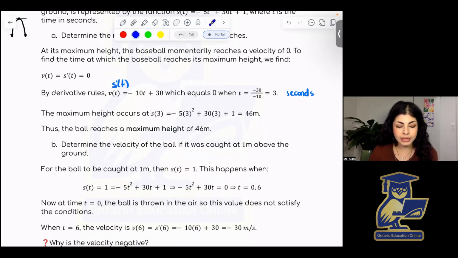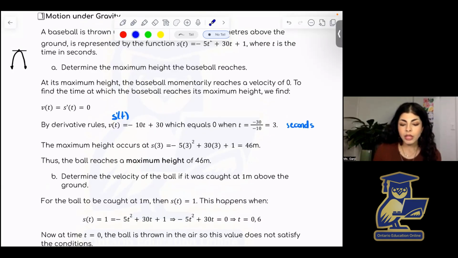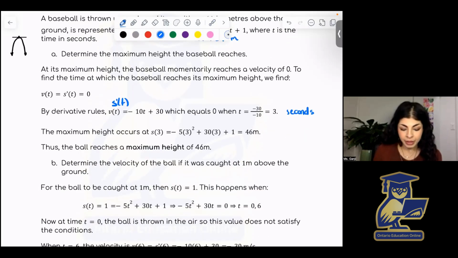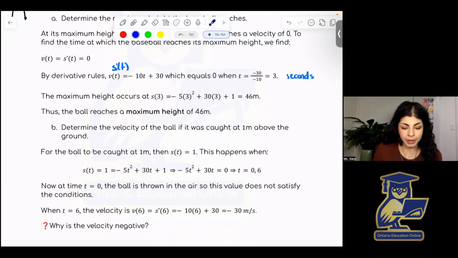Now the next part, we're asked to determine the velocity of the ball if it was caught at 1 meter above the ground. And so just analyzing our function here, we know that at s of 0, so at time 0, this is equal to 1 meter. So one interpretation right away is that the ball was thrown from a height of 1 meter.